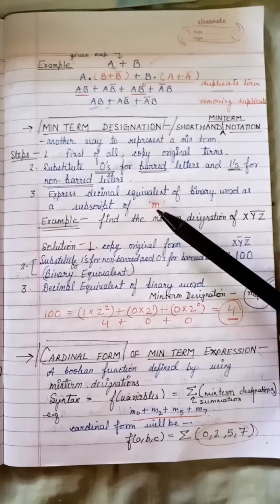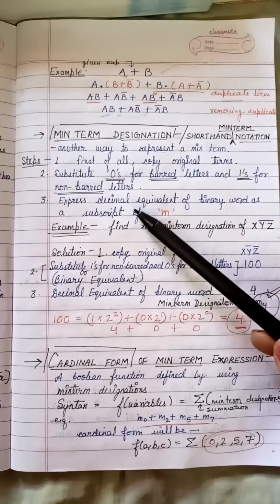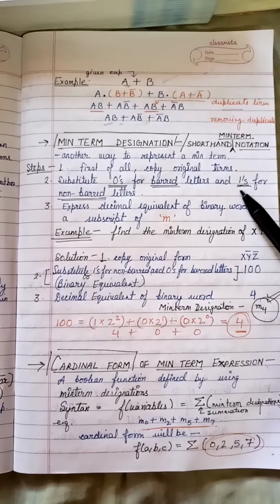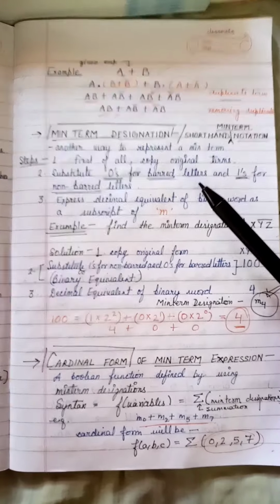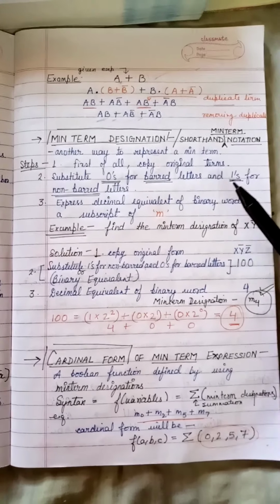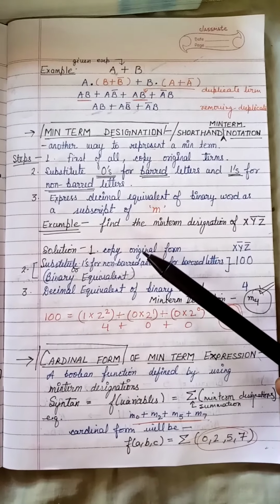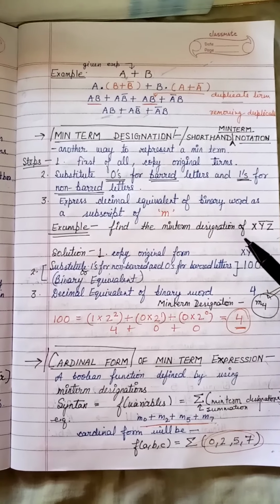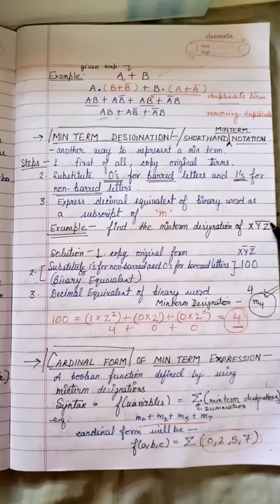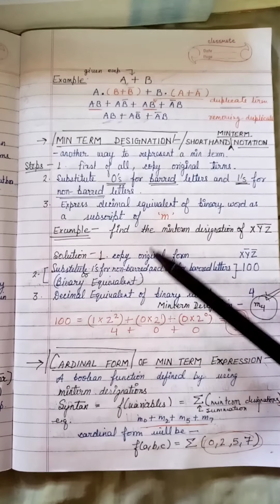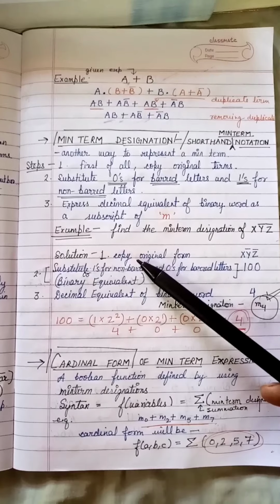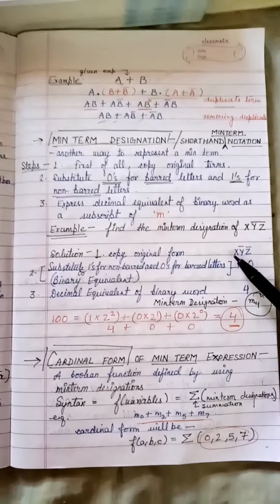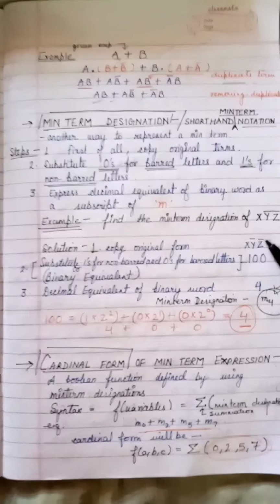And you have to express the decimal equivalent of the binary word you will get after substituting zeros for barred letters and ones for non-barred letters. For example, suppose you have to find the min-term designation of x, y bar, z bar. Then you will follow the steps. First step, you will copy the original term. That is x, y bar, z bar.